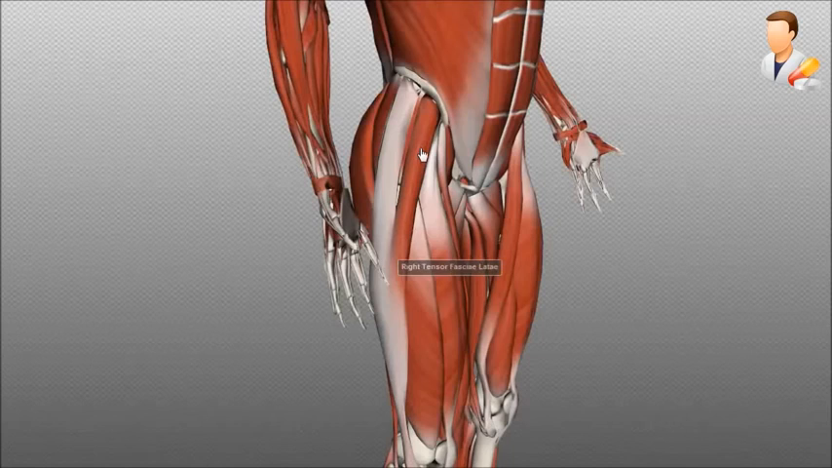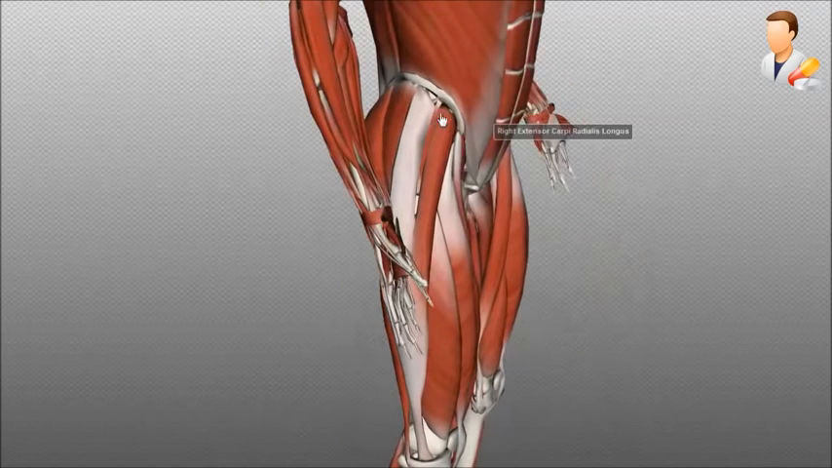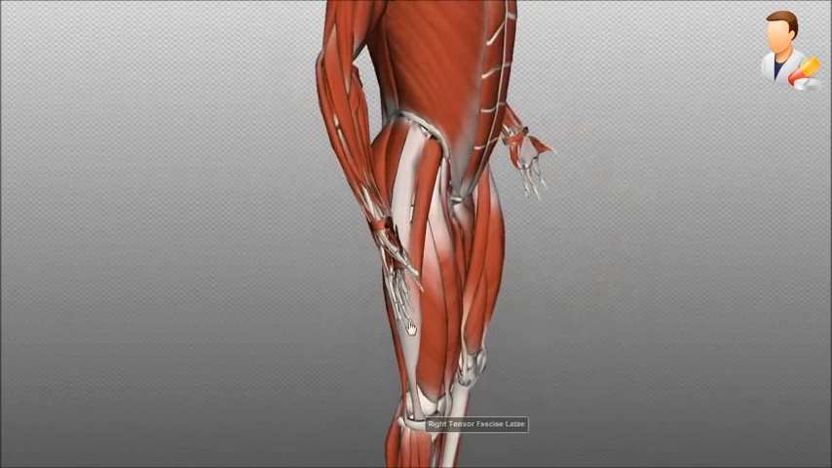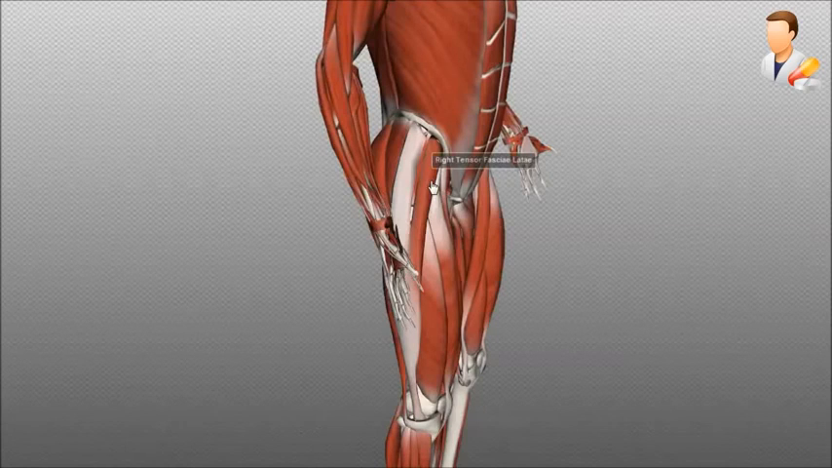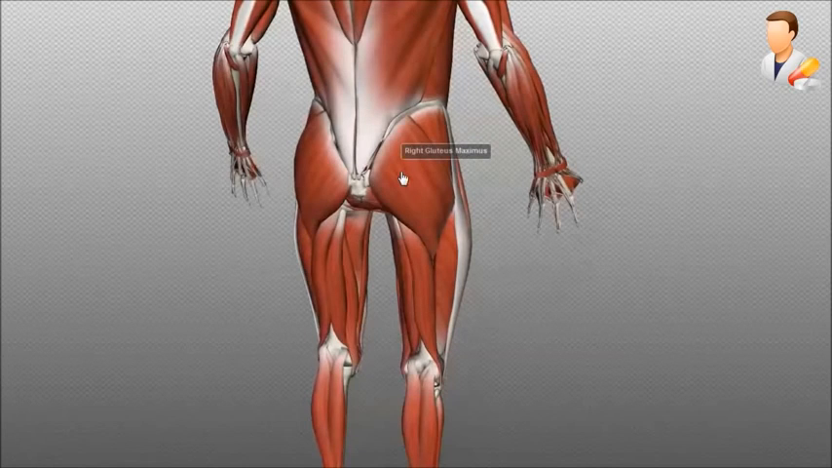What this muscle does, the tensor fasciae latae, is it stabilizes the knee in extension, and it also stabilizes the hip joint. So it acts together with the gluteus maximus, which I'll come on to. So it stabilizes the femur in the acetabulum, and it also stabilizes the knee joint in extension. It's innervated by the superior gluteal nerve. The gluteus medius, minimus and tensor fasciae latae are innervated by the superior gluteal nerve, but the gluteus maximus is innervated by the inferior gluteal nerve.